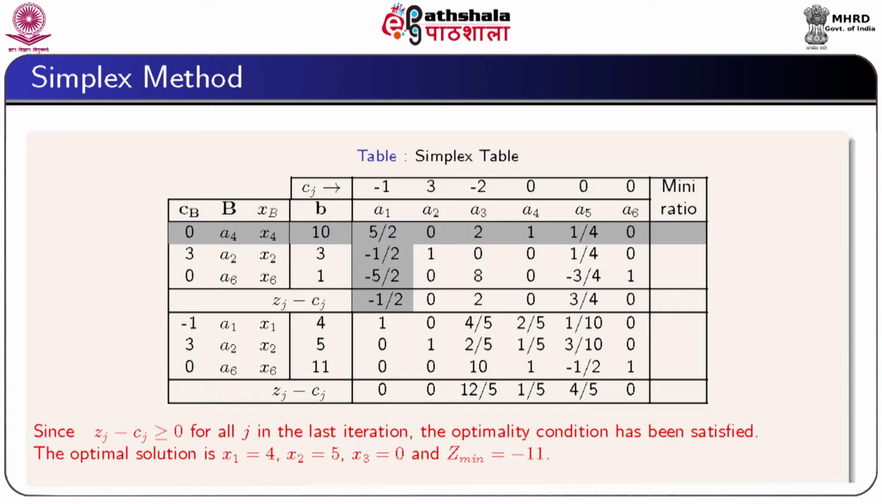We then calculate the values of Zj minus Cj and find that Zj minus Cj is greater than or equal to 0 for all j. Hence, the optimality condition has been satisfied. The optimal solution can be read from the last iteration as x1 equal to 4, x2 equal to 5, x3 equal to 0. Here x3 is not in the basis, so it is a non-basic variable, and therefore we take x3 equal to 0. The corresponding minimum value of z is minus 11.